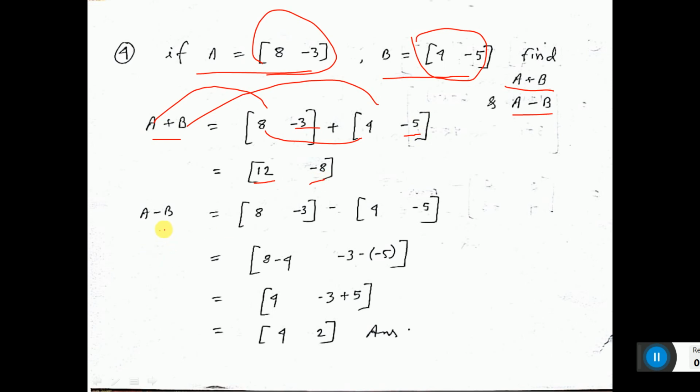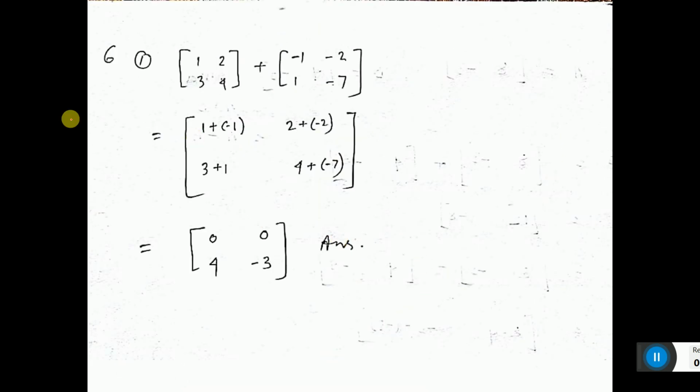Now A minus B means I have put the values of the matrices, and now minus means subtracting corresponding elements. So 8 minus 4 is done here. 3 minus minus 5, so it will be plus. So minus 3 plus 5 is coming 2. This is the answer.